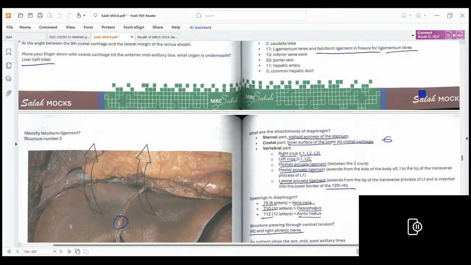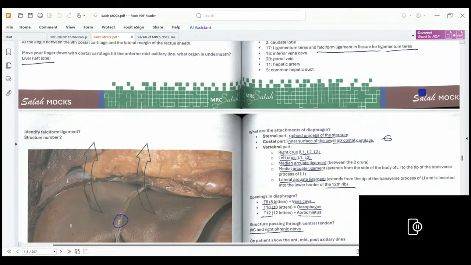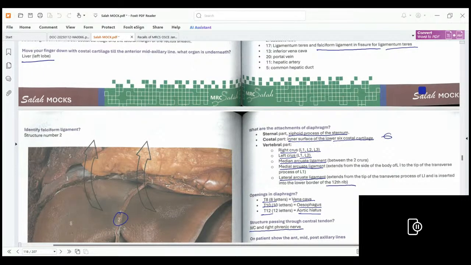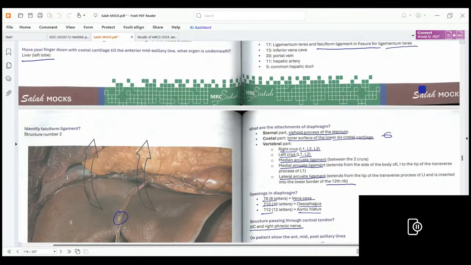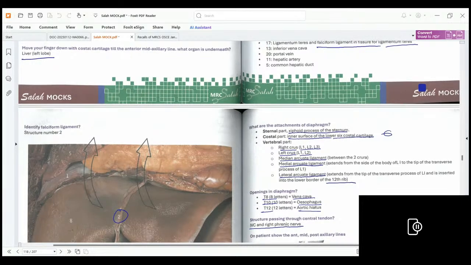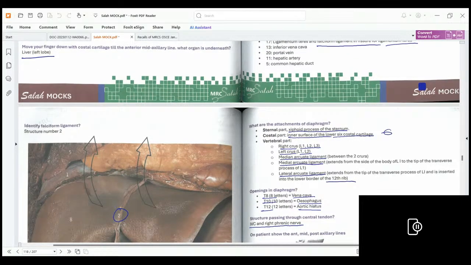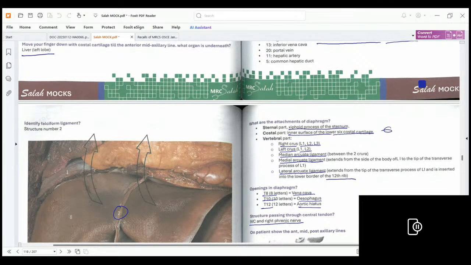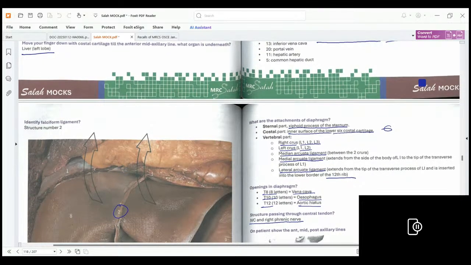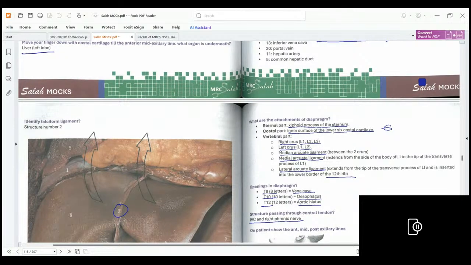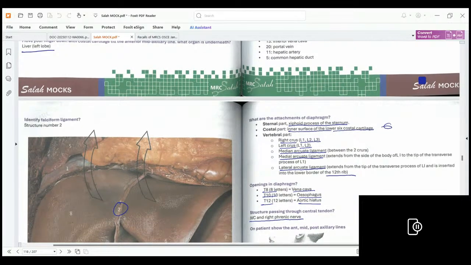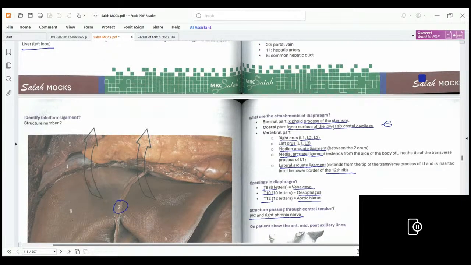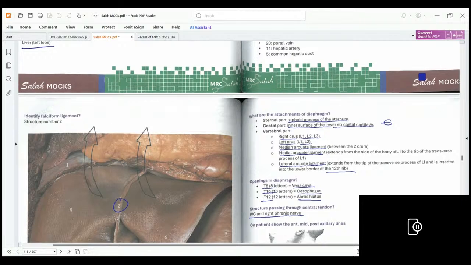Now, openings of the diaphragm. The diaphragm has the vena cava opening, esophageal opening, and aortic opening. Remember VOA: 8, 10, 12. Vena cava opening at T8, esophageal opening at T10, and aortic opening at T12.